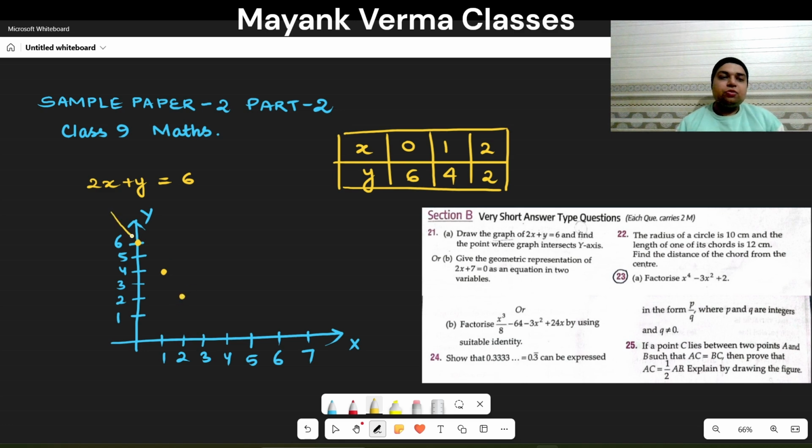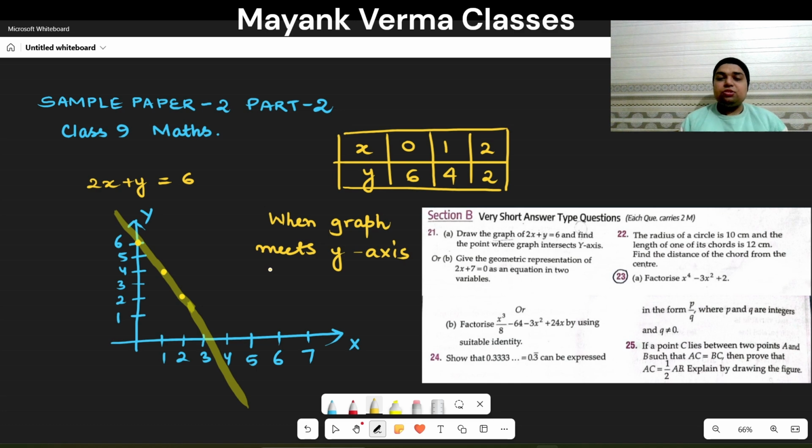So my line will go like this. This will be the graph of this line, a straight line. Now the second part of this question: where does the graph intersect the y-axis? When the graph meets the y-axis, in that case x will be 0.